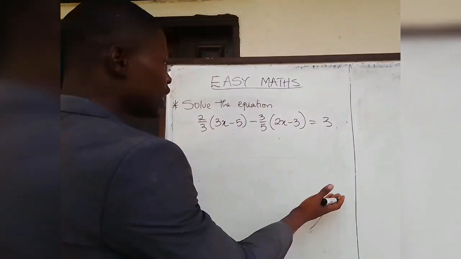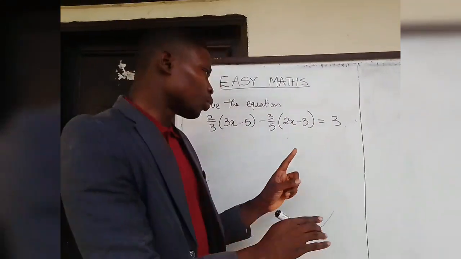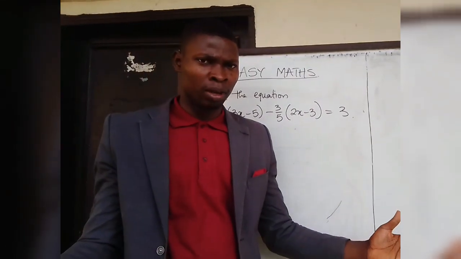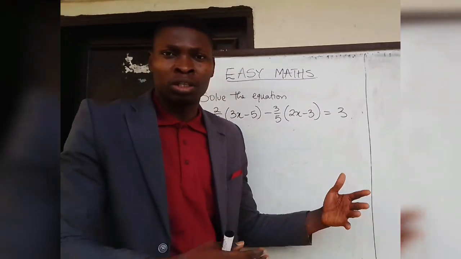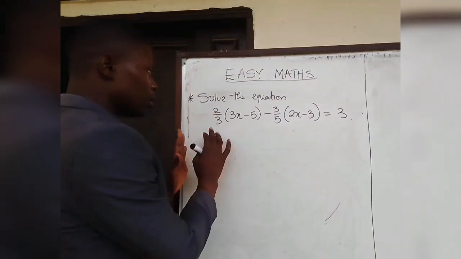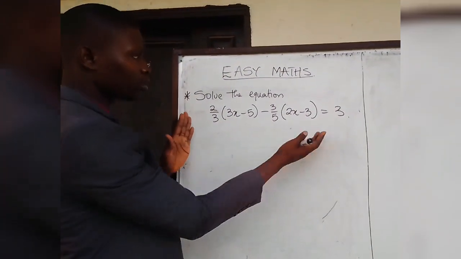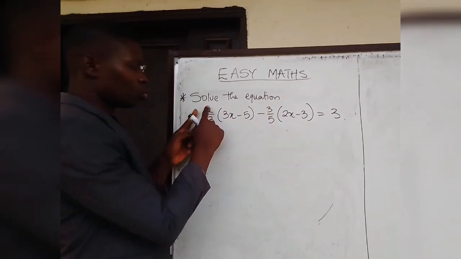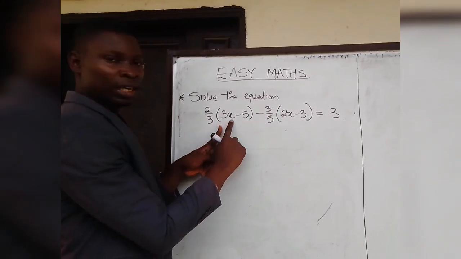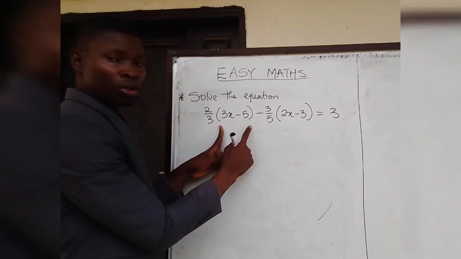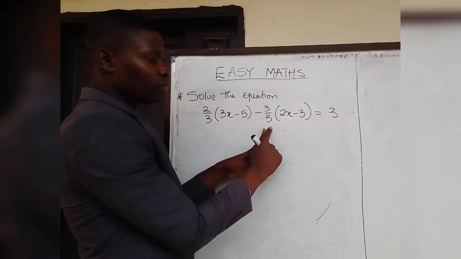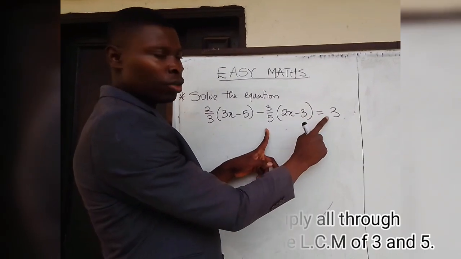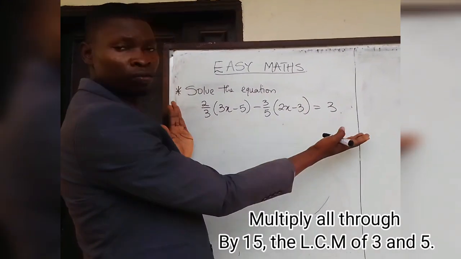Today, we'll be looking at this problem. Most students, whenever they see a fraction, become afraid to solve maths problems, but it's very easy. The first thing we need to do when you see a fraction like this: what's the problem? The problem is to solve the equation 2 over 3 into bracket 3x minus 5, close the bracket, minus 3 over 5, open bracket 2x minus 3, close the bracket, equals 3. We have to solve this equation.